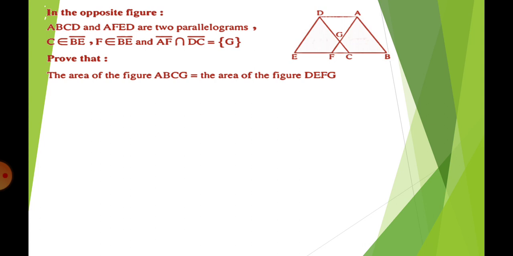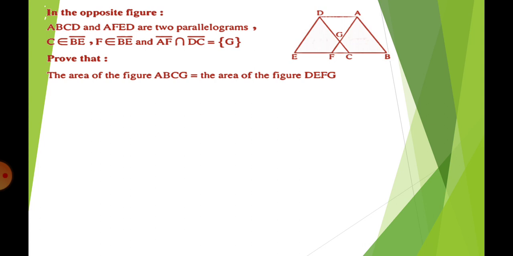In the opposite figure, ABCD and AFED are two parallelograms. Prove that the area of ABCG equals the area of DEFG.